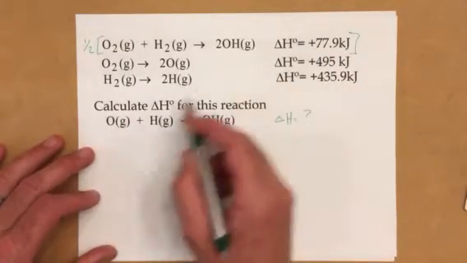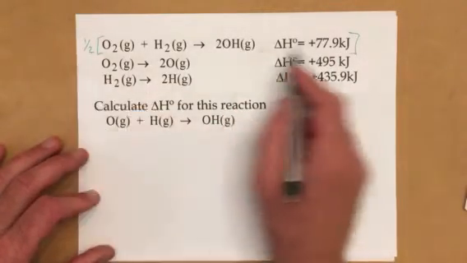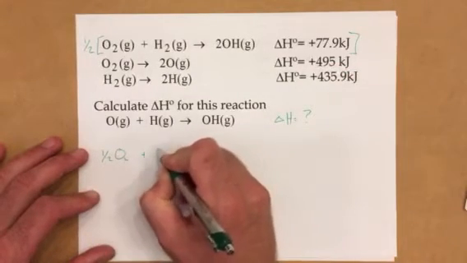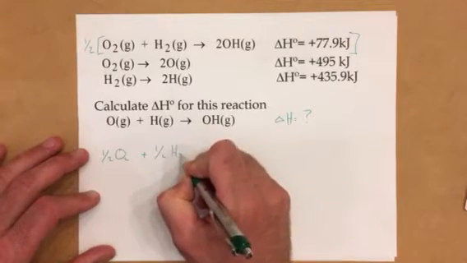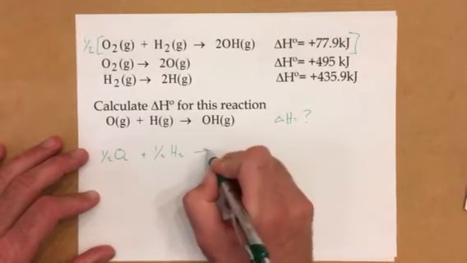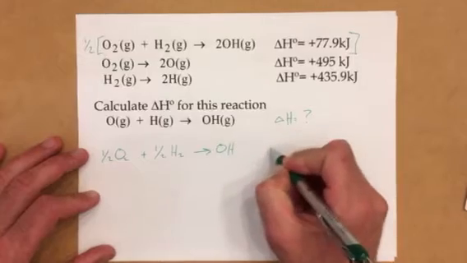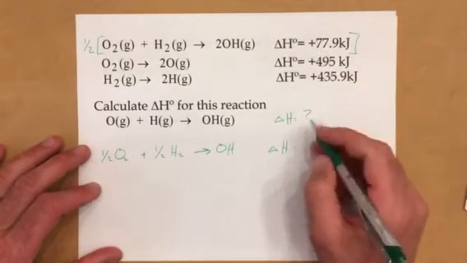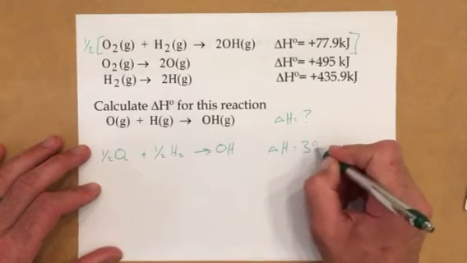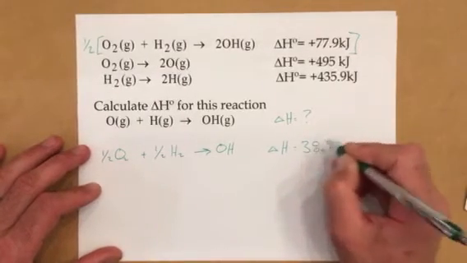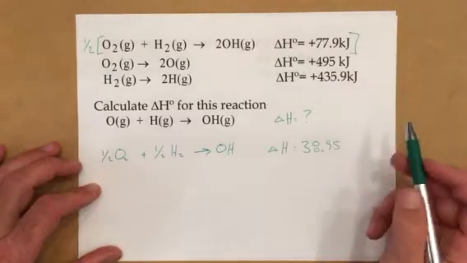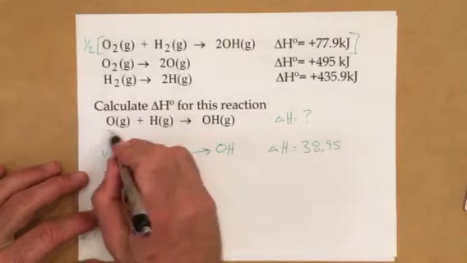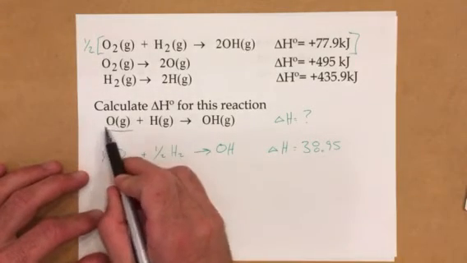So this reaction up here at the top, I'm going to rewrite it after multiplying it through by 1/2. So you get 1/2 O2 plus 1/2 H2 makes OH, and then I'm going to multiply the enthalpy change by 1/2 as well, so it's 38.95.